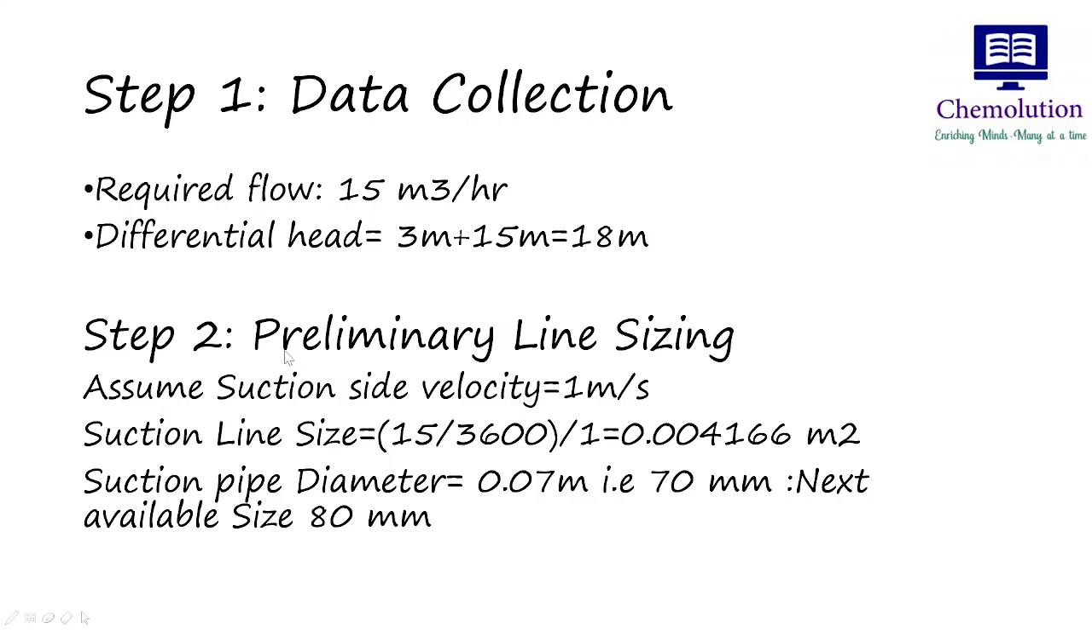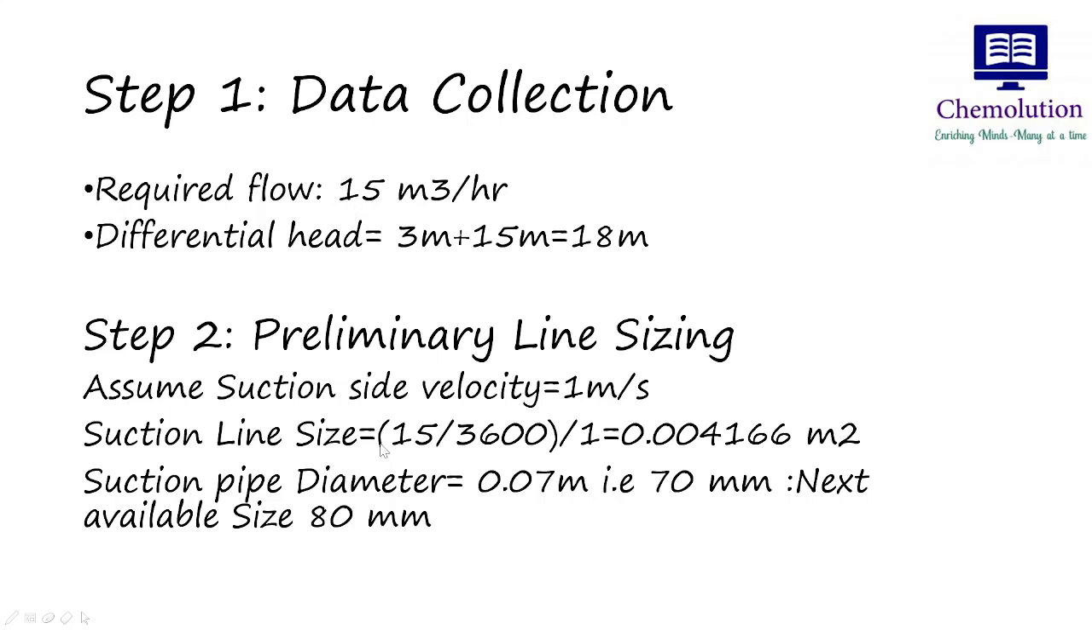So step 2 is preliminary line sizing. In suction we are considering the velocity of 1 meter per second. It is important to know a few rules of thumb or good engineering practices. This is one of them. Why do we consider a lower velocity in suction of the pump? Because we need lower pressure drop on the suction side so that the pump does not cavitate. So this is one of the assumptions, that we can have a velocity around 1 meter per second in the suction of the piping. Then we have to calculate the line size required with this velocity and this much flow.